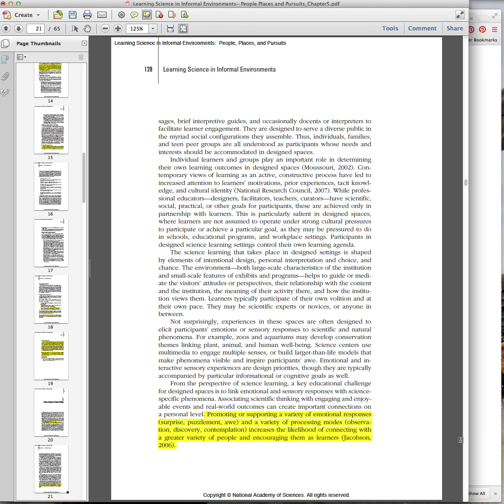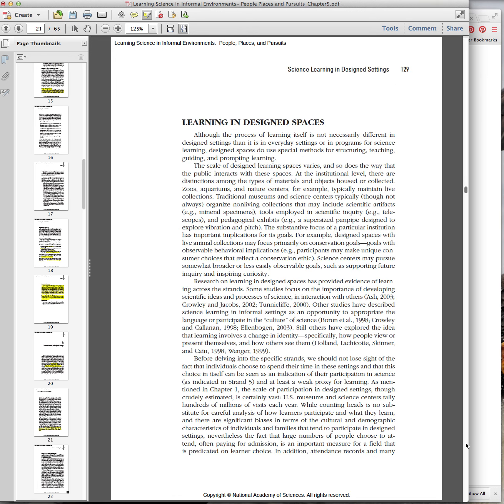I want you to be doing that. This is one lens that you're viewing this article through. Okay. Now we're going to get into an introduction to learning in design spaces. You know what the design spaces are. How does learning happen in there?